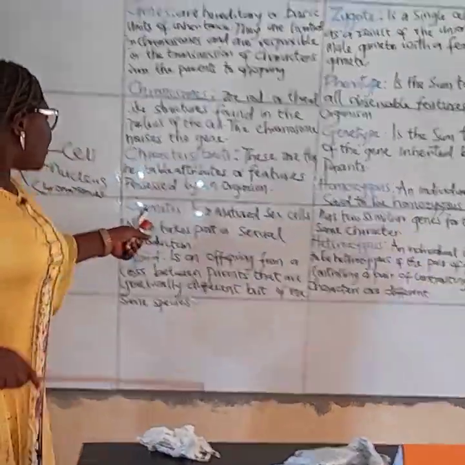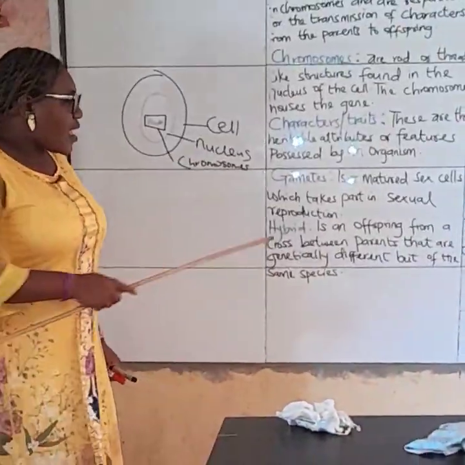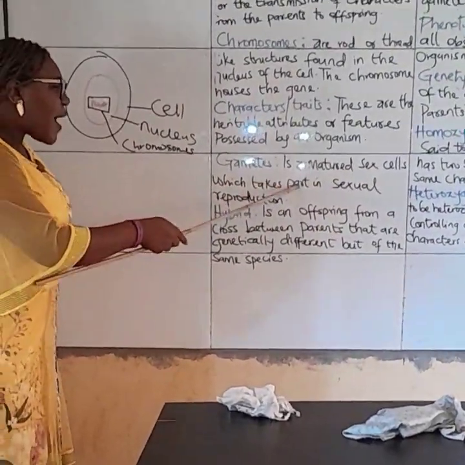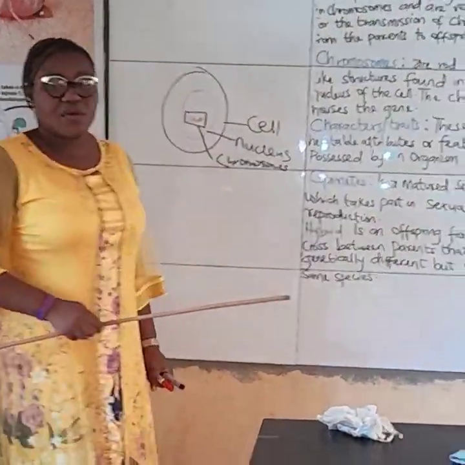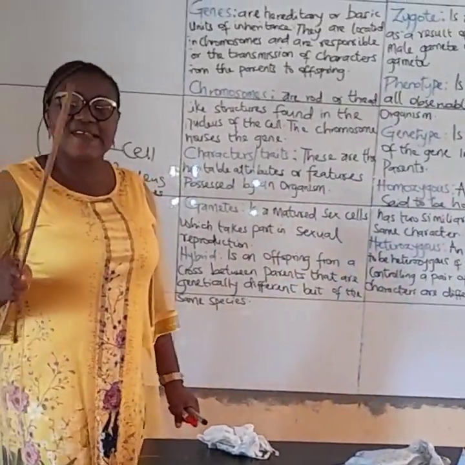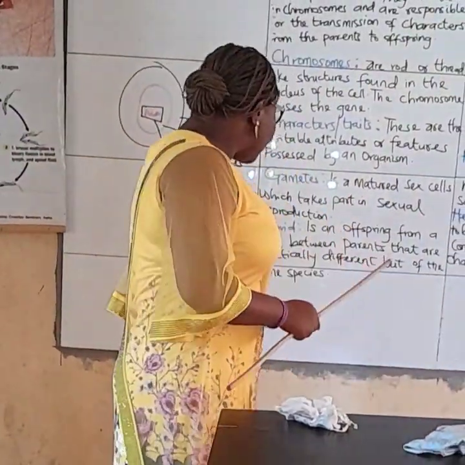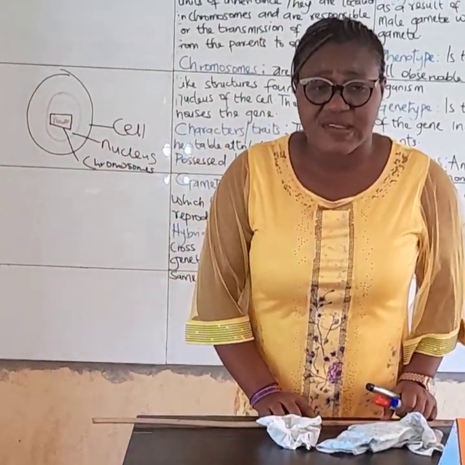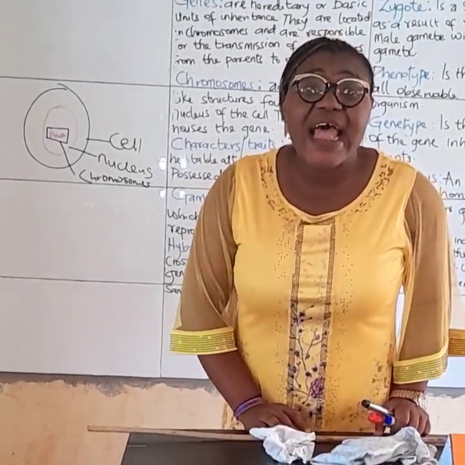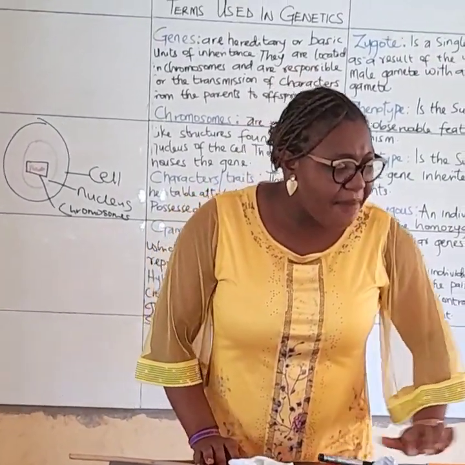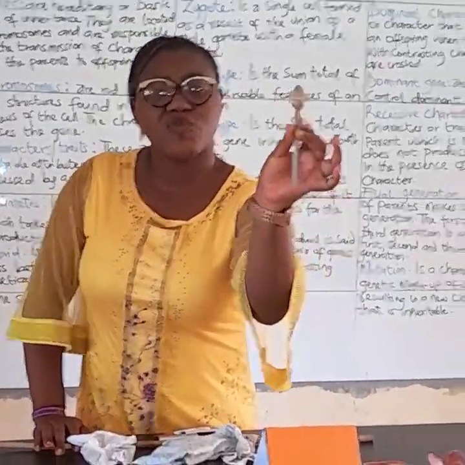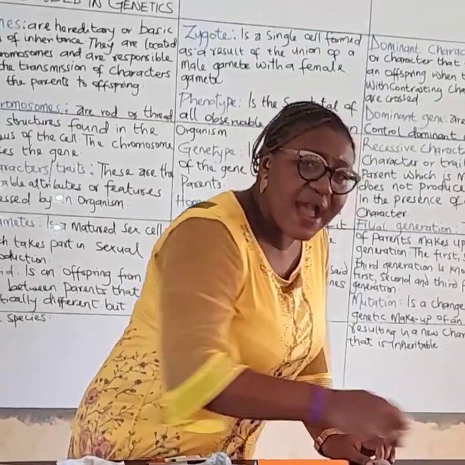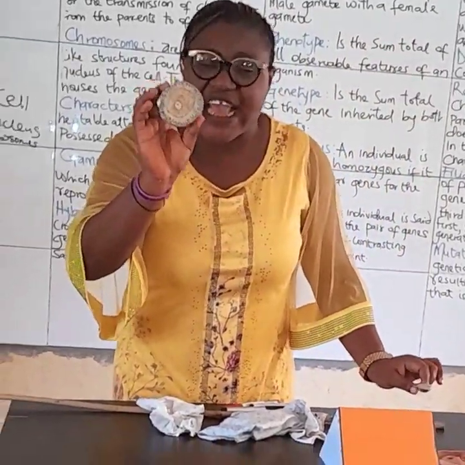So now, we talked about gametes. A gamete is a matured cell which takes part in sexual reproduction. We have two types of gametes, the male gamete and the female gamete. The male gamete is what we call the spermatozoa, some call it sperm cell. And the female gamete is what we call what? The egg.